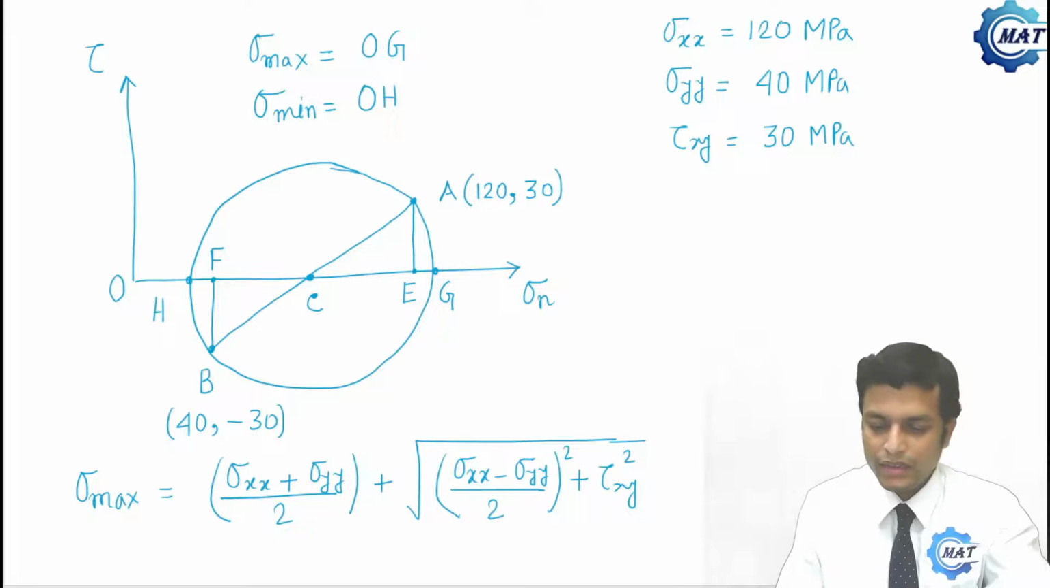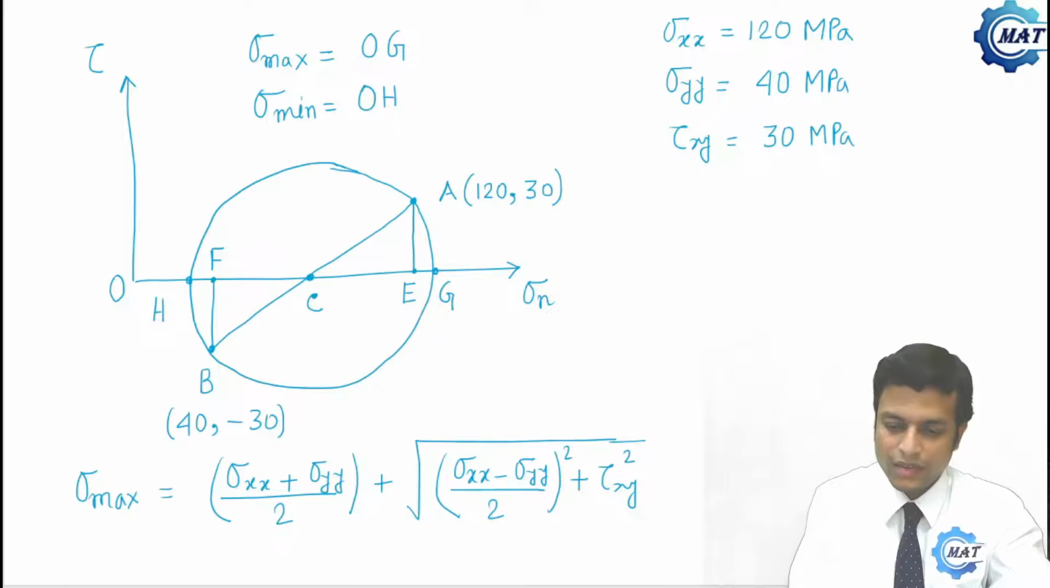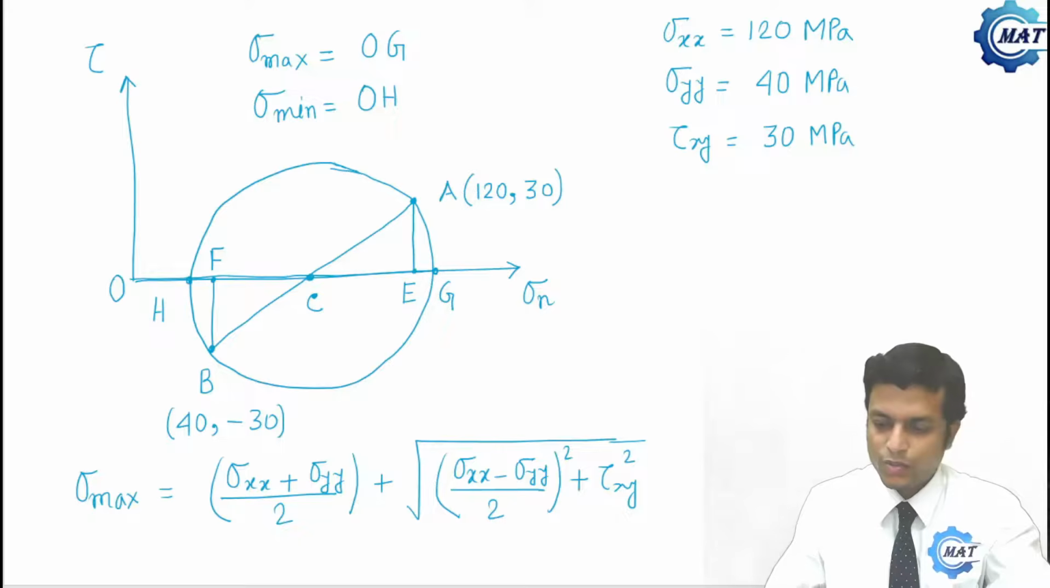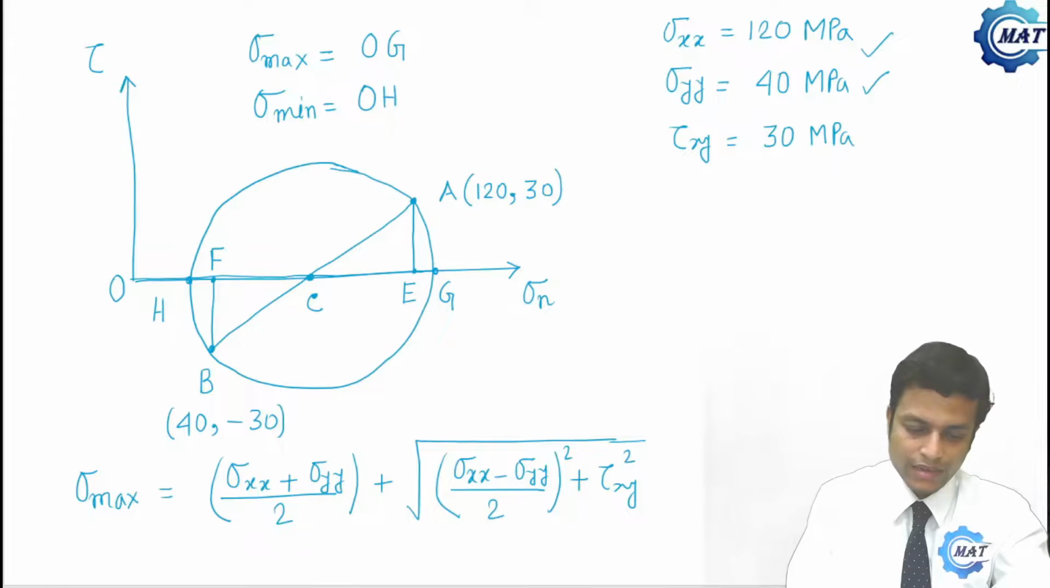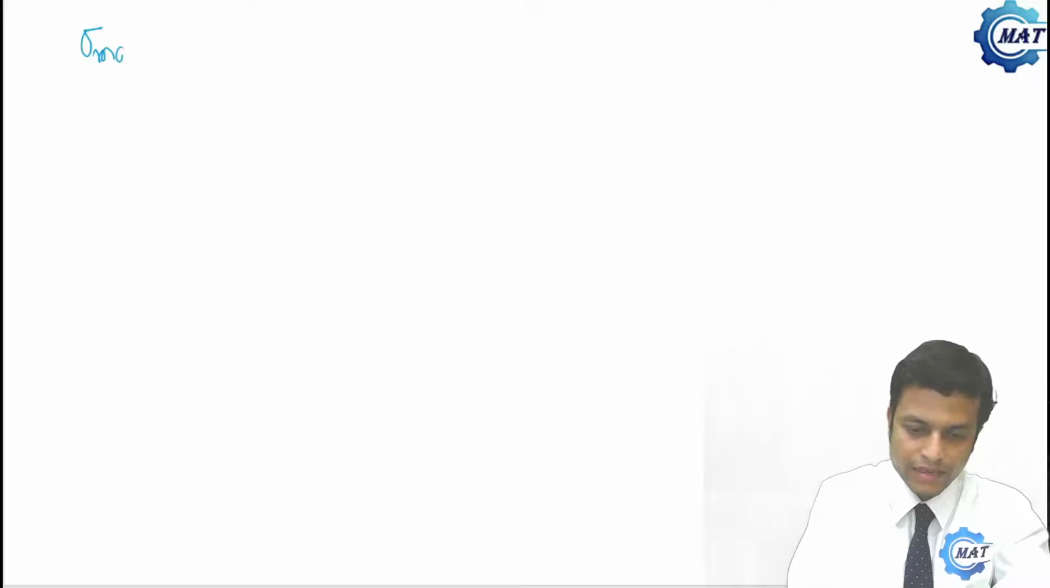So this is the value of sigma max, where this is OG. OG is the sigma max. Now let us put the values. All values are given. Values of sigma xx, sigma yy and tau xy are given. So we can easily calculate sigma max.